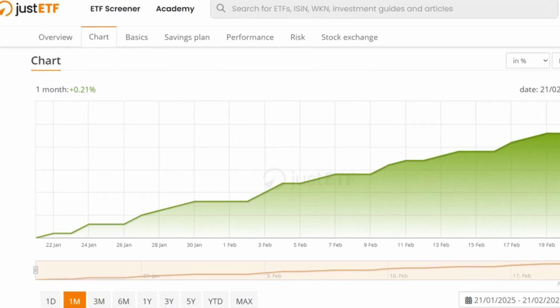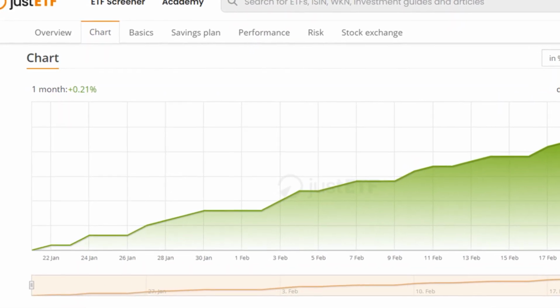For example, Trade Republic directly matches the European Central Bank's interest rate. At the time of recording this video, Trade Republic is offering 2.75% per year, paid monthly with no additional costs. At the same time, this money market fund has returned 0.21% in the past month. If we annualize this return, 0.21% multiplied by 12, we get an expected yield of 2.51% per year.